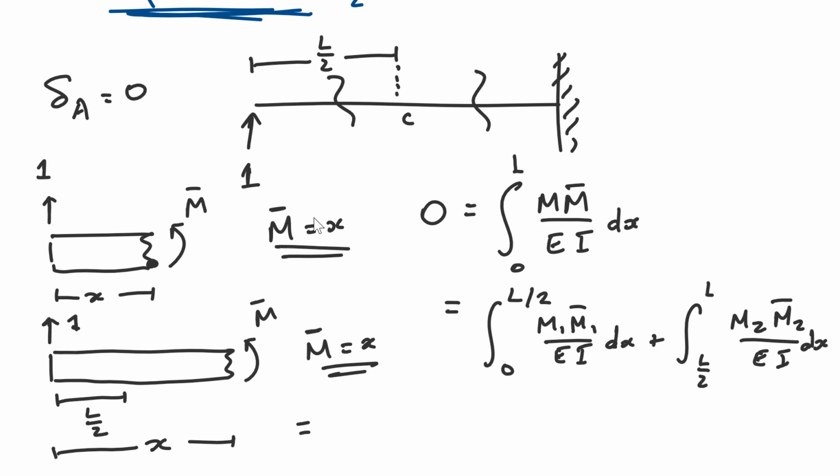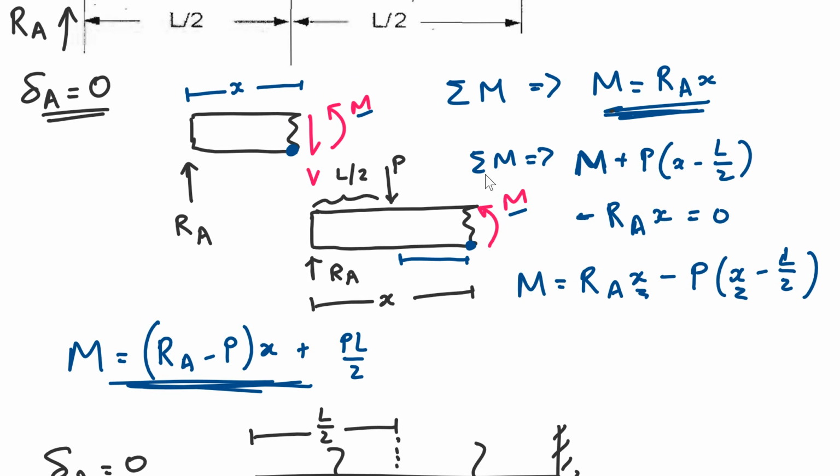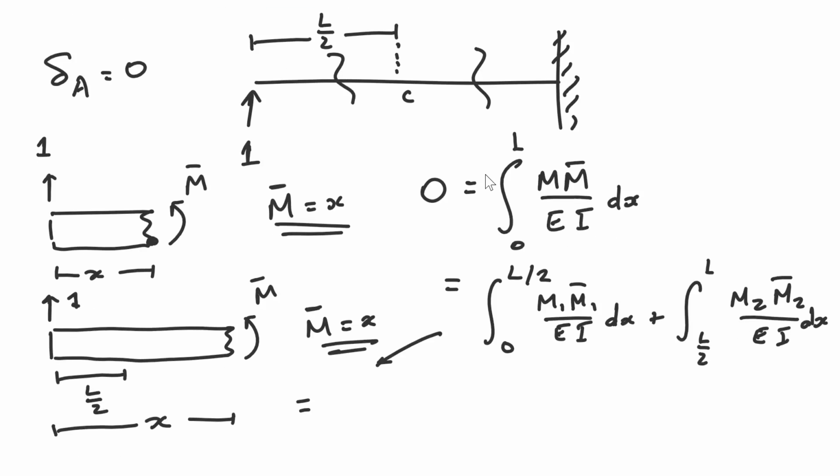So now let me just write this out. Let me move this over. So what's m1? Let's scroll back up here. m1 was just RA times x.